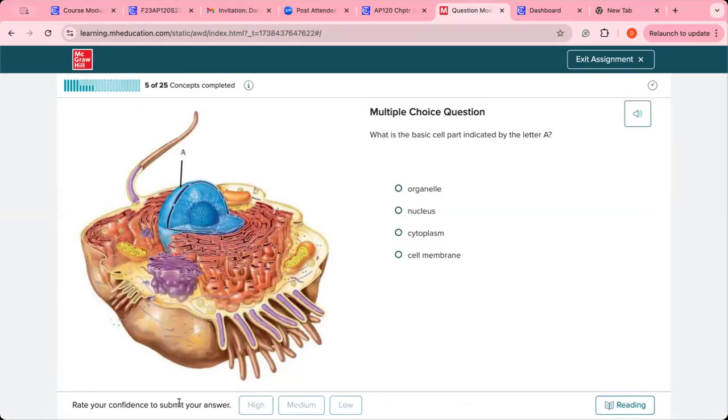Okay, what is A pointing at? Would it be the cell membrane? I think the nucleus. I think it's pointing at the nucleus, yeah. Because the cell membrane would be on the outside.